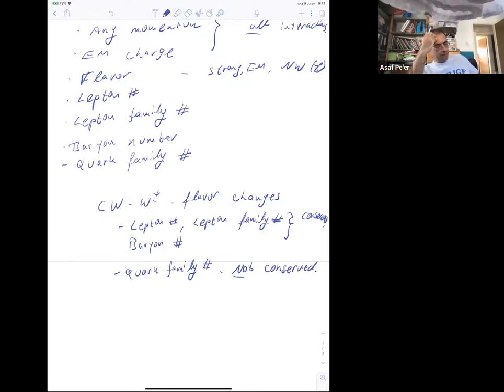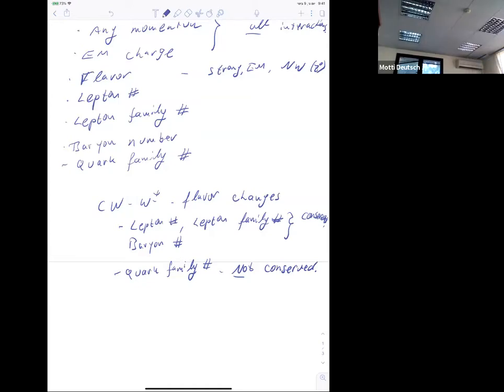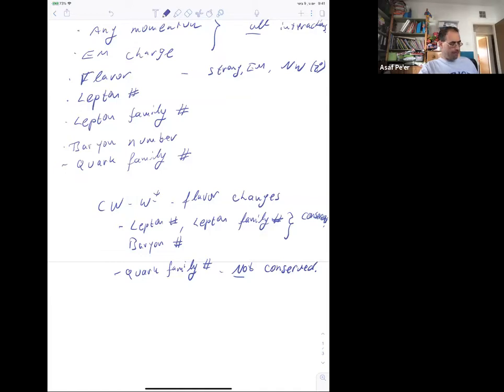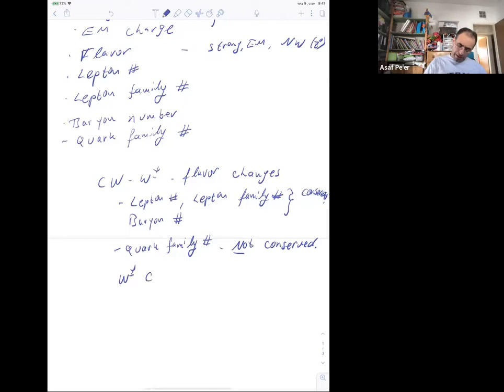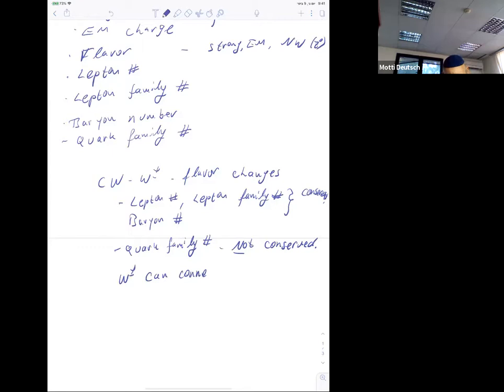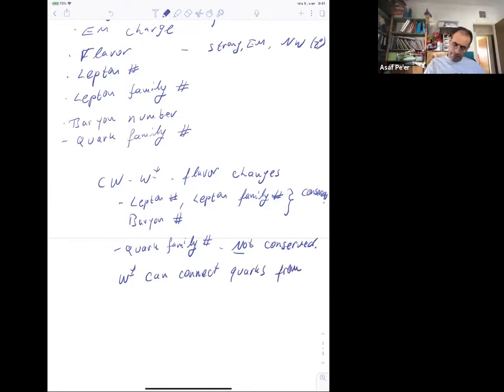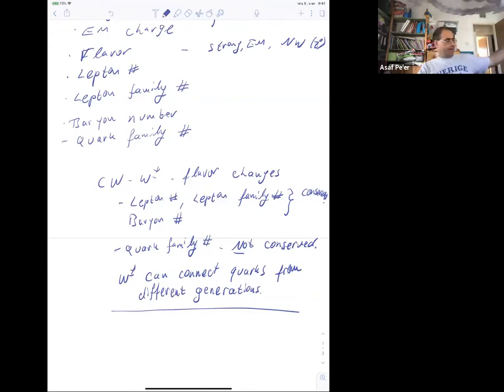Right, so let's say the decay of a neutron into a proton, right? Then there is a W involved, right? Because one of the down quarks turned into an up quark. Oh, sorry, that's not a quark family number. That's a quark number. The quark family can change. You can have up to strange. This can happen. So the W plus minus can connect quarks from different generations. Okay, this is a quick recap on what we discussed last time. Any more questions?